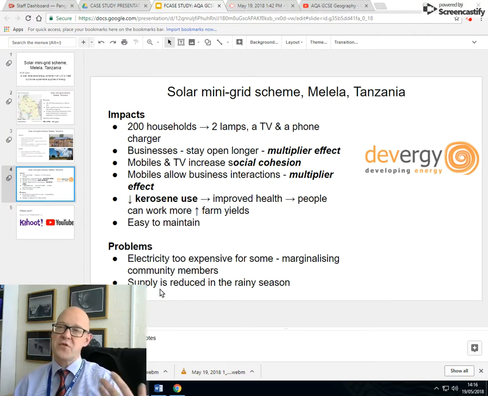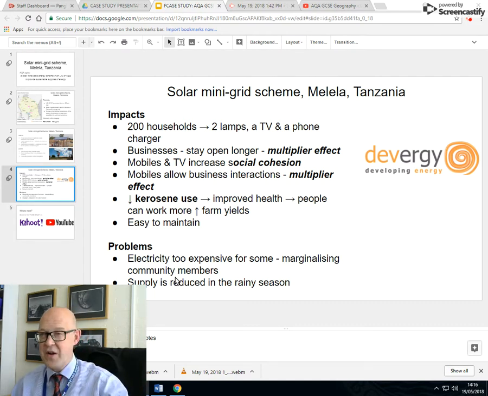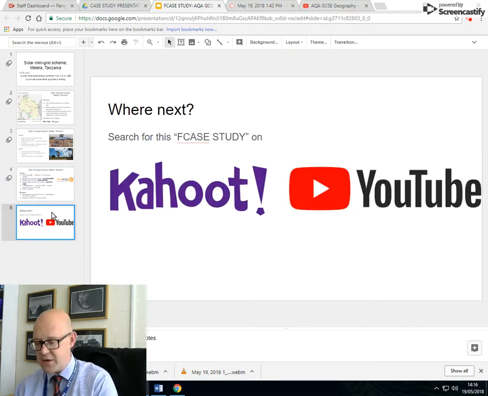And of course, there's no storage of this electricity, so it depends on there being the sun out there. So during the rainy season, it doesn't drop to zero, but your 2 amp lamps and your TV and your phone may not always be available to work. Anyway, that's one way of solving your problems. Big country, rurally dispersed population, mini grid system using PV cells. You'll find some more videos potentially on here. Have a look.